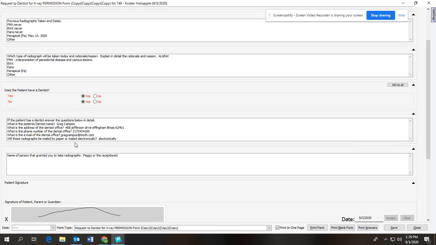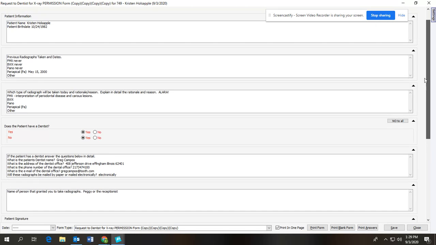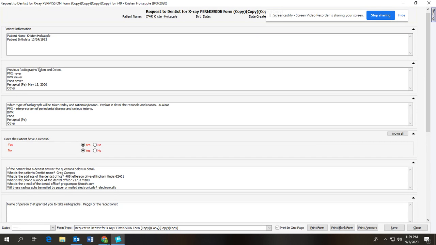I want you to type it out a little bit nicer in all capitals. Use your grammar correctly and your spacing, etc. up here, where the previous radiographs were taken, if they do have a date, I want to make sure that you guys put 06 14 2000. Okay, so make sure that you actually put the date out next to it.